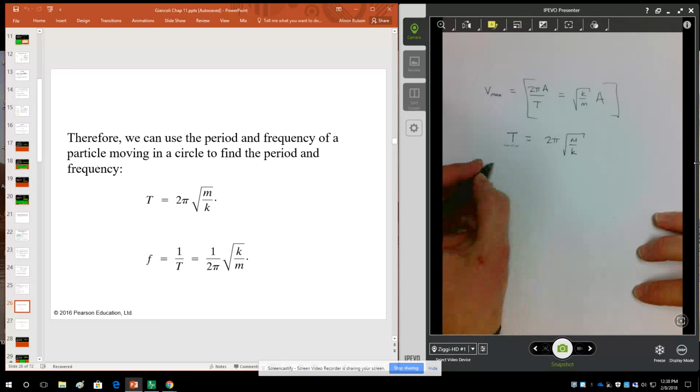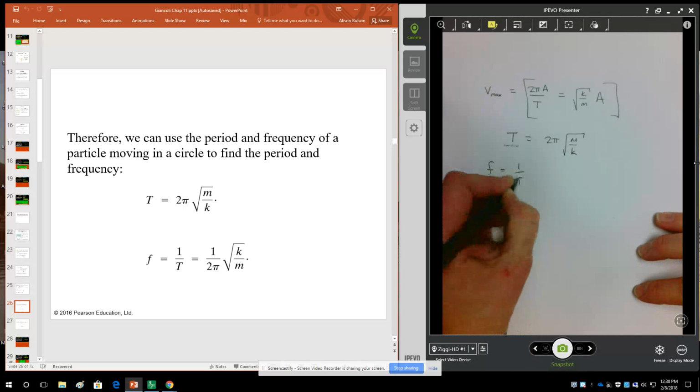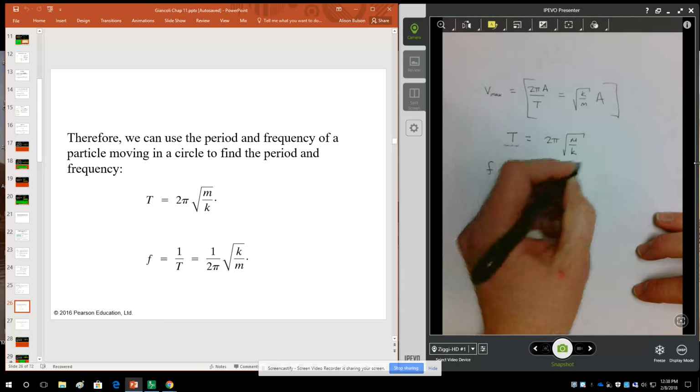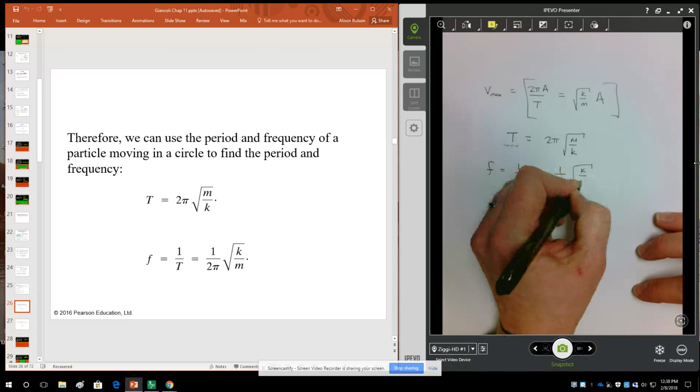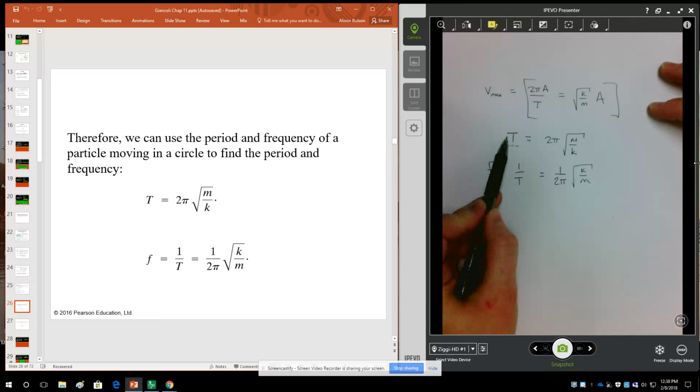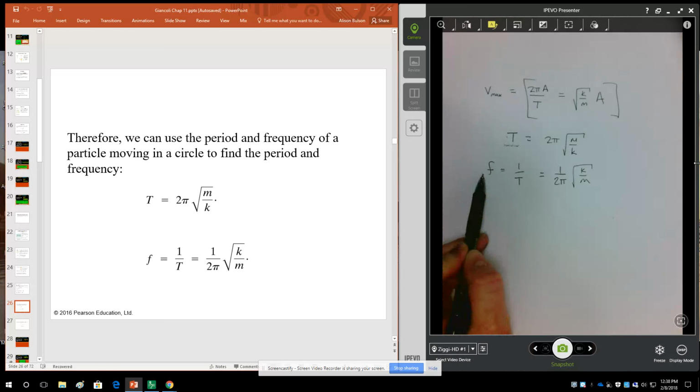Frequency, of course, is the inverse of period, 1 over period. So we can just say that frequency now is 1 over 2 pi times the square root of k over m. We're just inverting the entire thing. So again, remembering that period is the time for one cycle, frequency is the number of cycles per second.